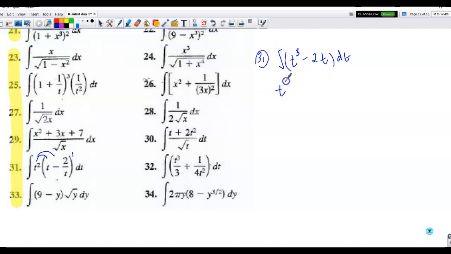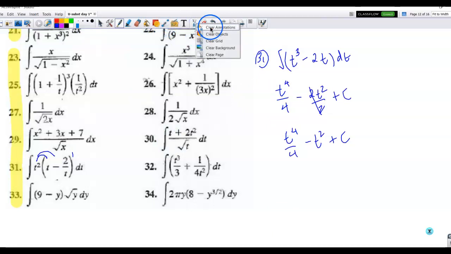Simple integration strategy, increase the power by 1: t to the 4th over 4, minus 2t squared over 2. Of course, the 2's divide out. t to the 4th over 4 minus t squared plus c. No u substitution. Simple strategies.